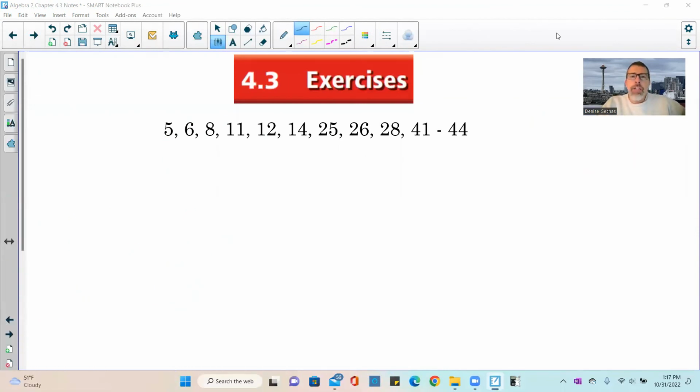Okay, that brings us to the end of chapter 4.3. Hopefully you can divide polynomials using long division, synthetic division, and hopefully the remainder theorem is clear to you. So if you haven't done so already, please do these problems and have a great day.